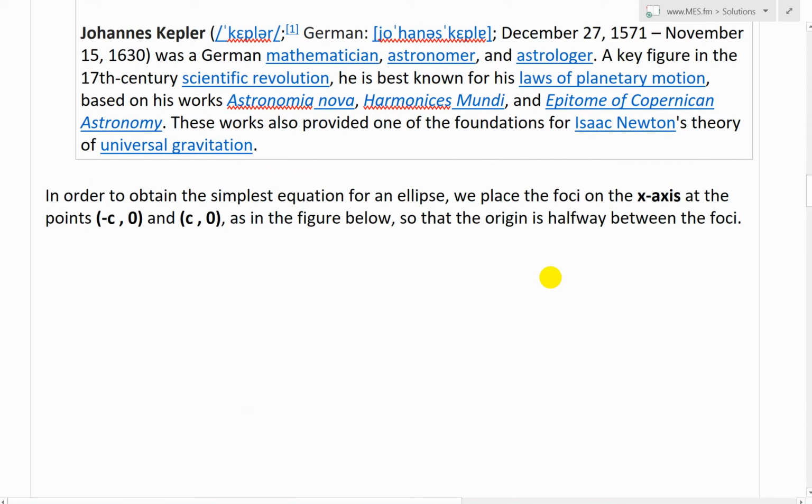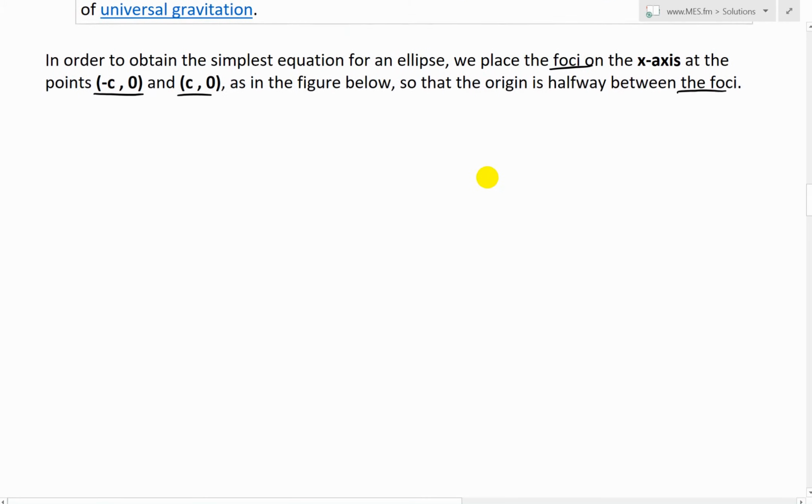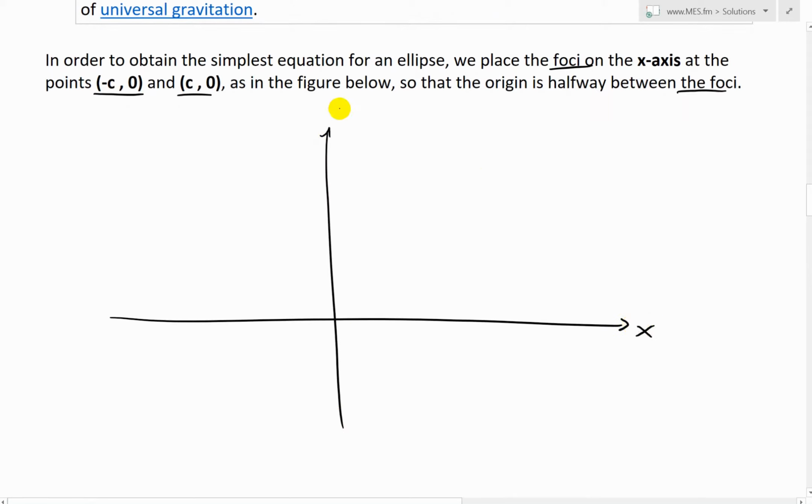So let's go further. In order to obtain the simplest equation for an ellipse, we place the foci, those two points, on the x-axis at points -c and c, as in the figure, so that the origin is halfway between the foci. So what I'll do right here is draw the y and x axes like this. Let's say we had a point here, we'll call this F1, at negative c and 0. Actually, I'm going to move it a bit more to the left, and this is the origin 0, just to make it symmetric about here.